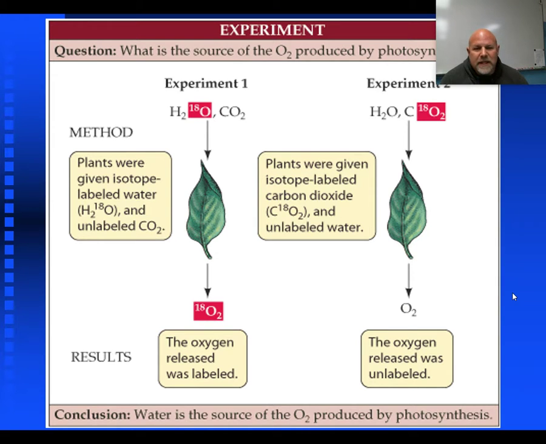When we did this, the oxygen given off was no longer radioactive. The plant was radioactive. So that led us to believe that the oxygen from the carbon dioxide was actually becoming part of the sugar that was being made in this process.